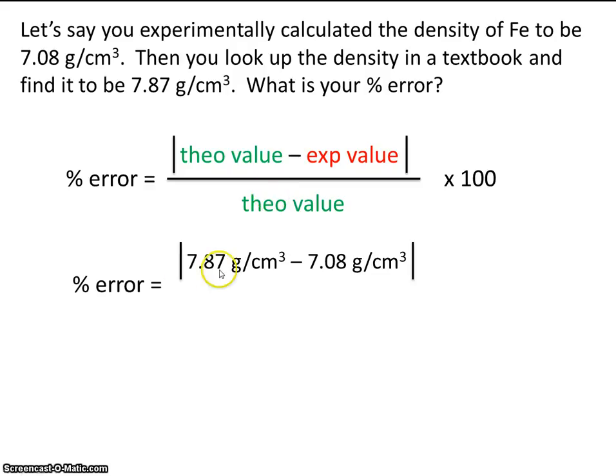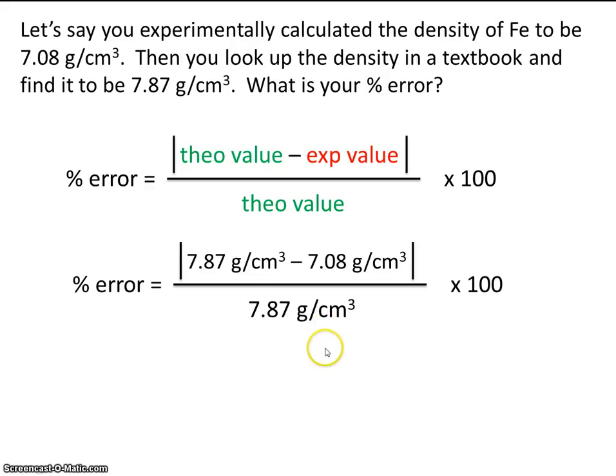So the theoretical value, remember, is 7.87. The value you got is 7.08. And we'll divide that by the theoretical value and multiply everything by 100. So your percent error is 10%. And that makes sense. You got this value. The value you should have gotten is this value, and that's about 10% off.